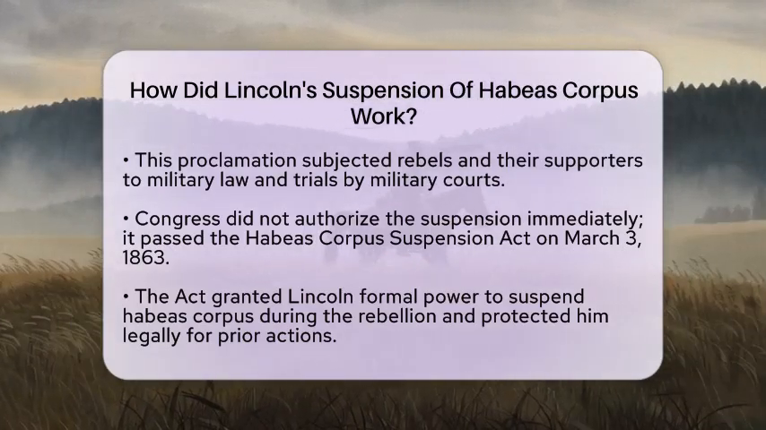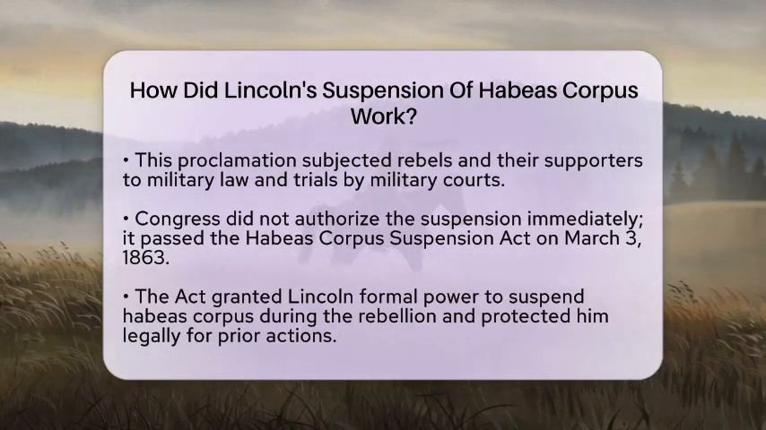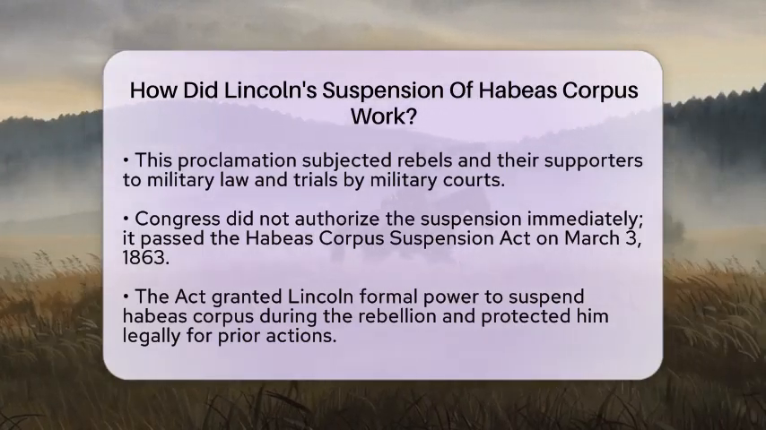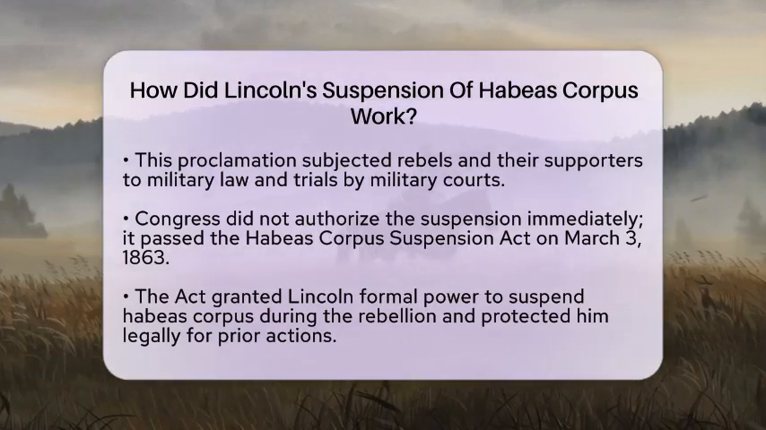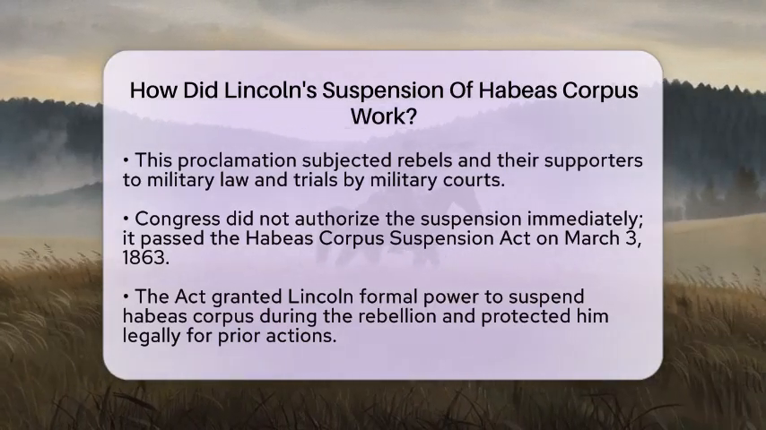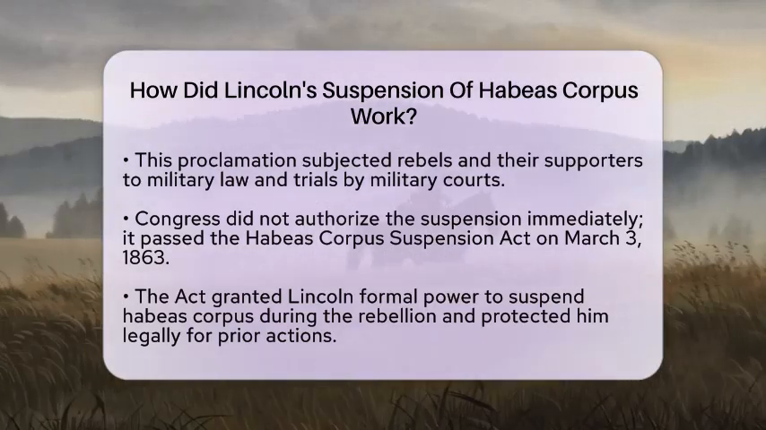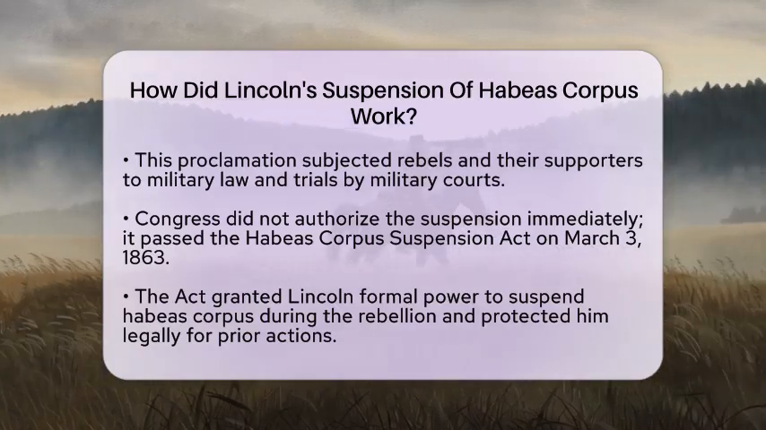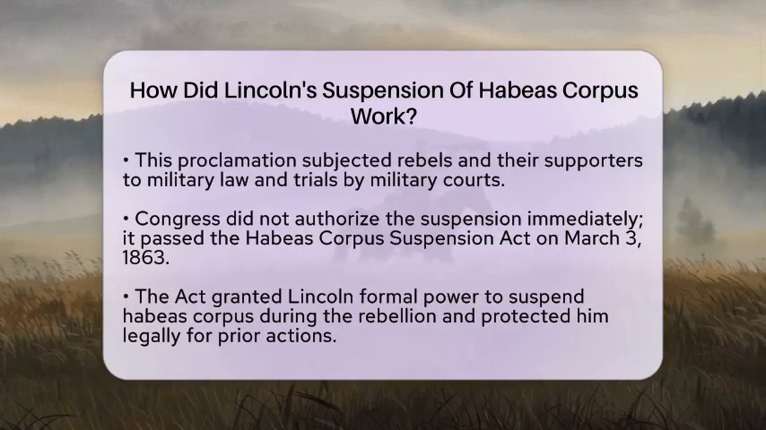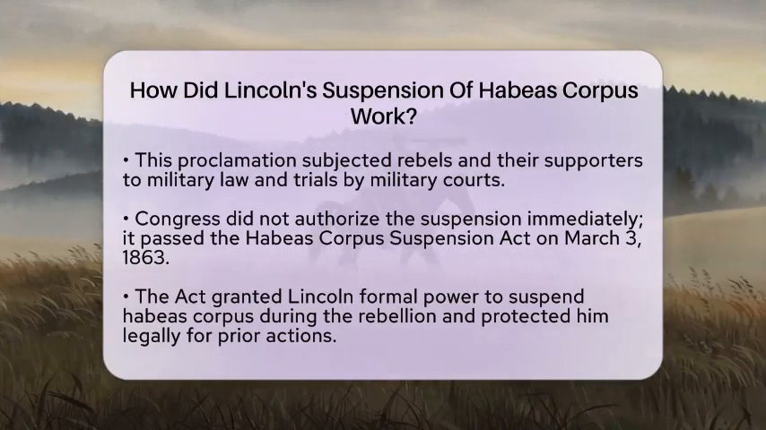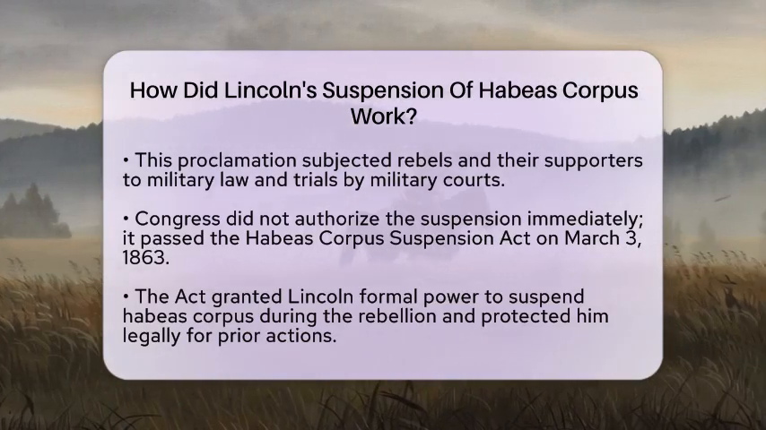It was not until March 3, 1863, that Congress passed the Habeas Corpus Suspension Act. This act formally granted Lincoln the power to suspend habeas corpus during the rebellion. It also provided legal protection for him and his officials for actions taken before Congress approved the suspension. Lincoln signed this act into law, allowing him to continue suspending habeas corpus as needed.